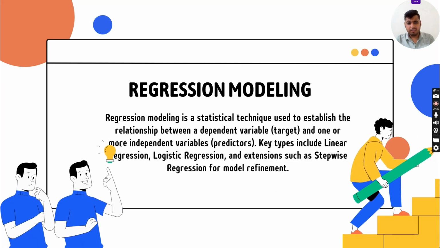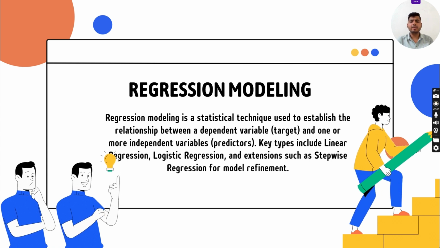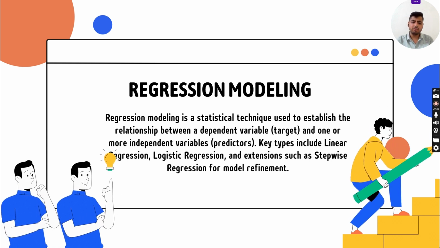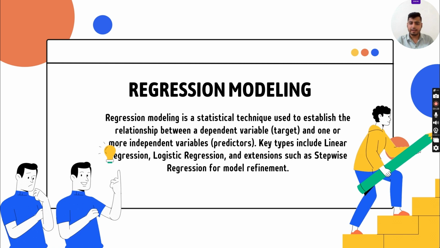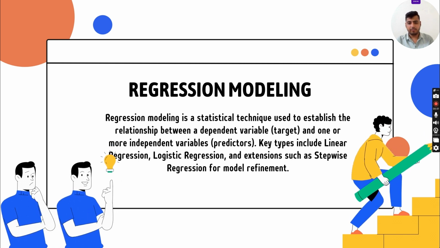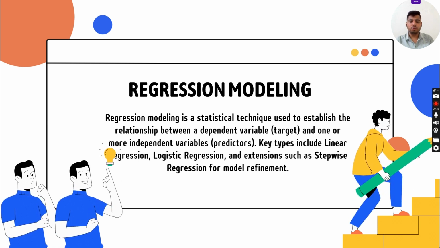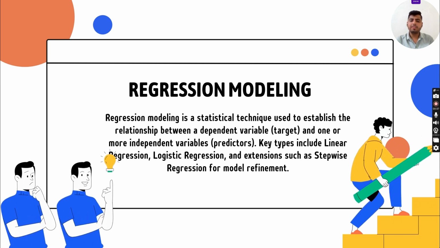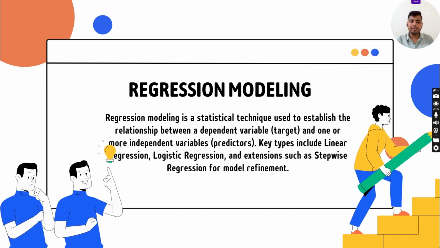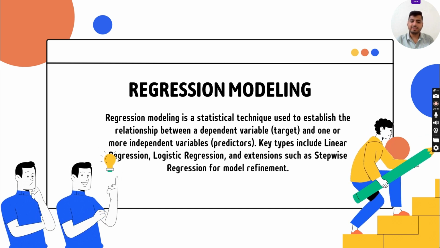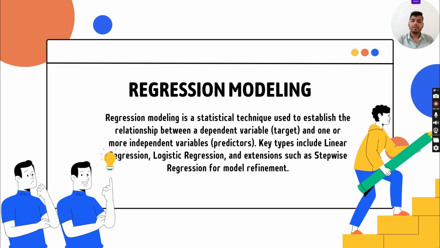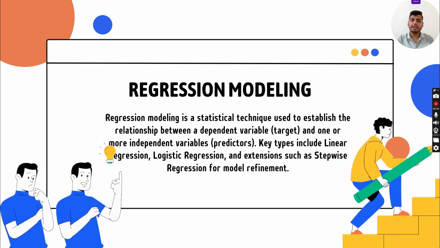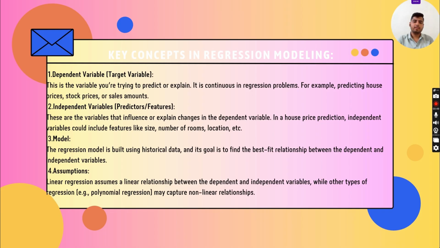Now, regression modeling. So, what is regression modeling? Regression modeling is a statistical technique used to establish the relationship between a dependent variable, which is known as the target, and one or more independent variables, which are known as predictors. Key types include linear regression, logistic regression, and extensions such as stepwise regression for model refinement.